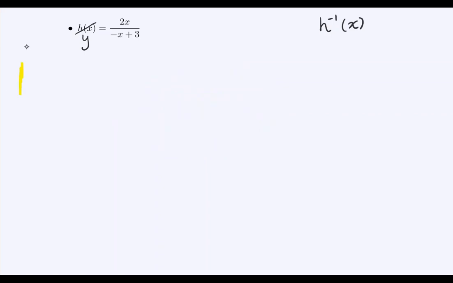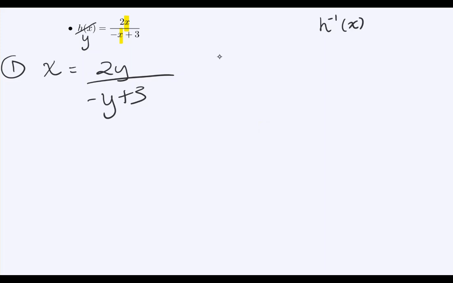So here with our step 1, we are going to switch x and y, and that gives us x equals, now since there's two x's, we've got to give a y to both of those locations, so 2y divided by negative y plus 3. So everywhere there was an x in the original, there's now a y, and then we switch the x with the y there.